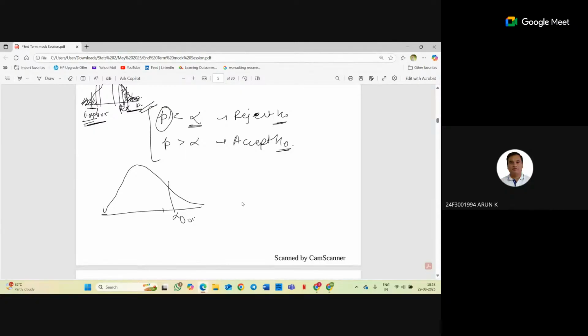Alpha is the area, right? Rejection area, right? Yes, sir. Even P is also a rejection area. No, this P is a point, right? P and C are points, right? No, P is not a point. P is also an area. Yeah, P is also an area.